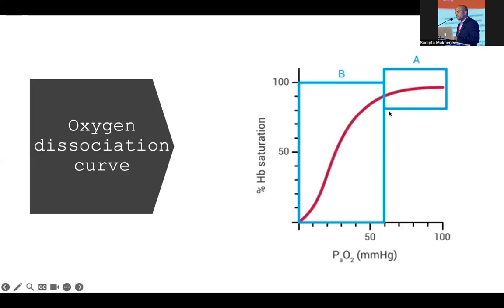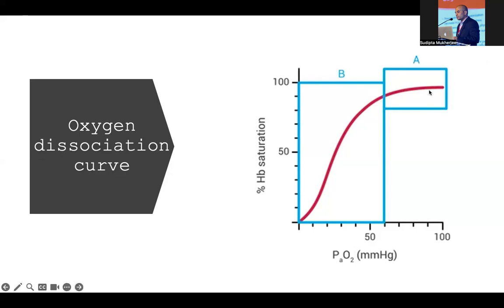So if my patient has a targeted saturation around 90, on the oxygen dissociation curve he will be sitting like here. Now, if the lung function deteriorates even a small amount, there will be a precipitous fall in the saturation because he is on the steep part of the oxygen dissociation curve.